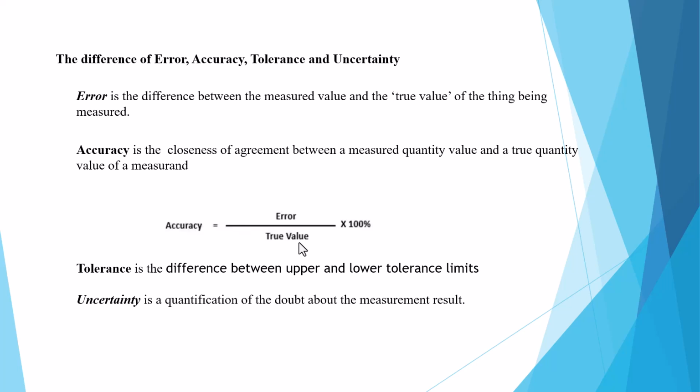So if you want to know the key factor and uncertainty of measurement, we should know the differences between error, accuracy, tolerance, and uncertainty. Error is the difference between the measured value and the true value. Accuracy is equal to error divided by true value times 100%. Tolerance is the difference between the upper and lower tolerance limits. Uncertainty is a quantification of the doubt about the measurement result.